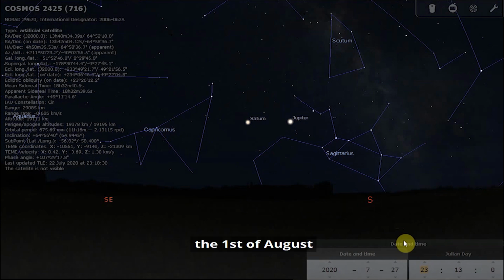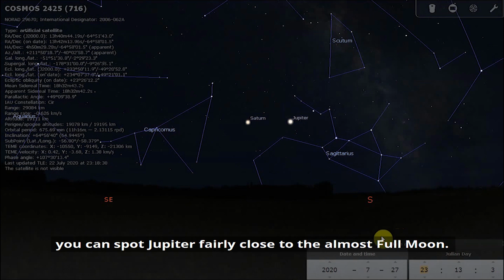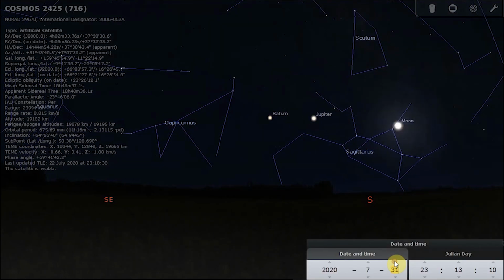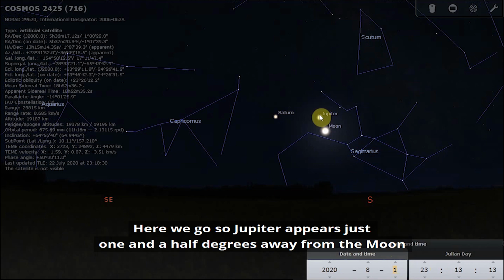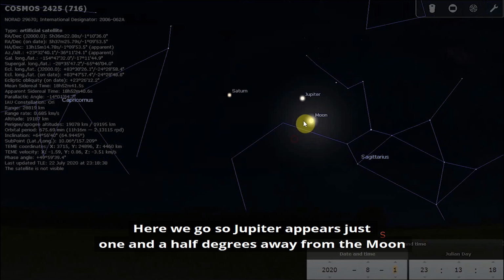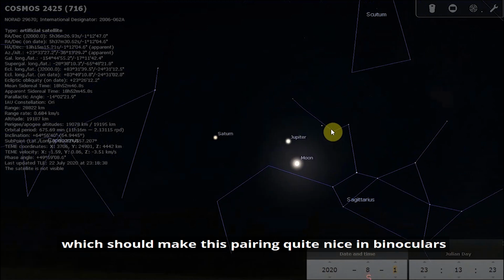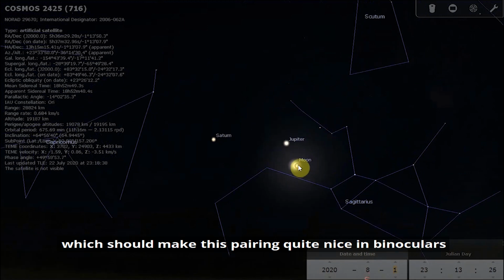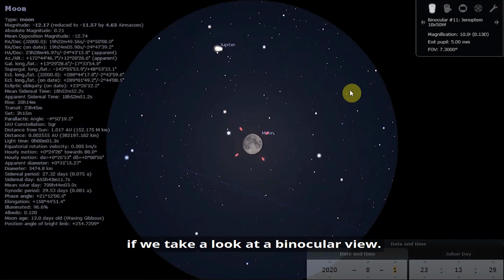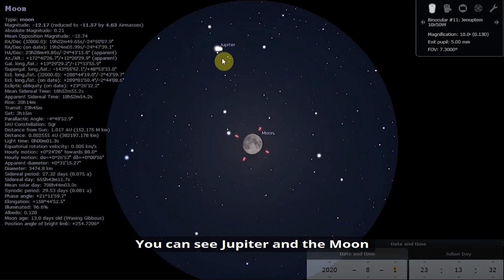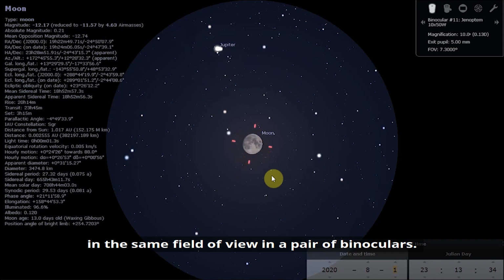the 1st of August, you can spot Jupiter very close to the almost full moon. So if we go to the first, and here we go, so Jupiter appears just around 1.5 degrees away from the moon on Saturday night, which should make this pairing quite nice in binoculars. If we take a look at a binocular view, here we go, so you can see Jupiter and the moon in the same field of view of a pair of binoculars.